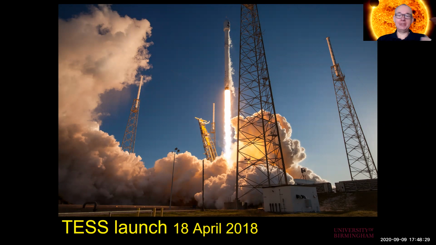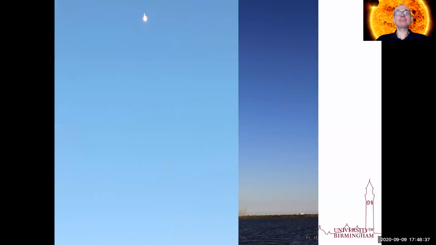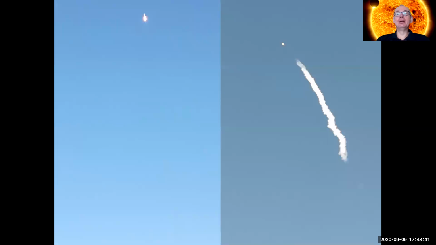This, of course, is not a picture taken by me. Here's a picture taken by me, okay? So this gives you an idea of the launch. So I'm not the world's greatest photographer. Here's a couple more attempts made by me to show the launch. So it's fantastic actually being there.